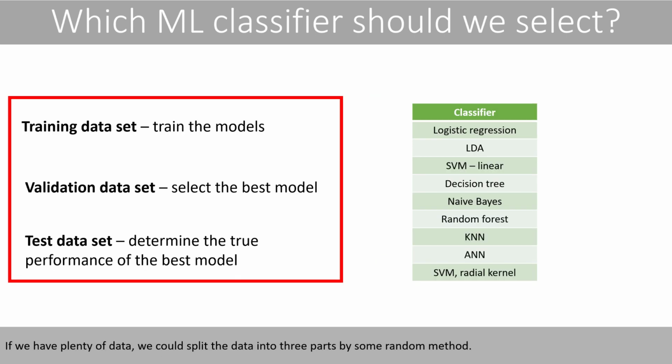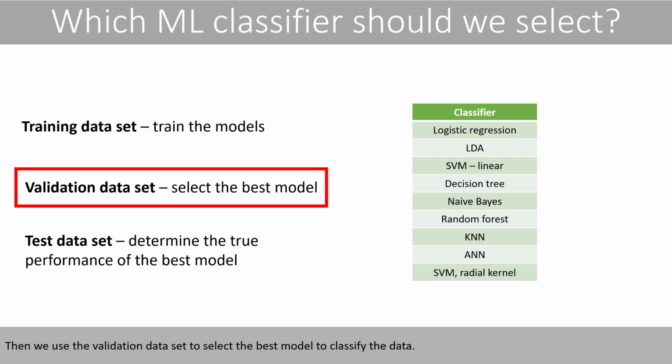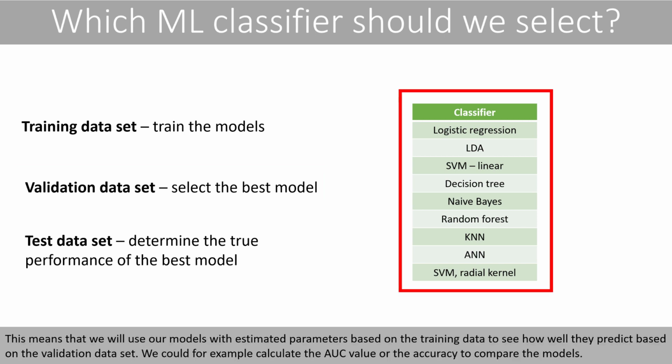If we have plenty of data, we could split the data into 3 parts by some random method. We can then use the training data to train the different classifiers, which means that the parameters of the models are optimized so that the models classify the data in the best way. Then we use the validation dataset to select the best model to classify the data. This means that we will use our models with estimated parameters based on the training data to see how well they predict based on the validation dataset.